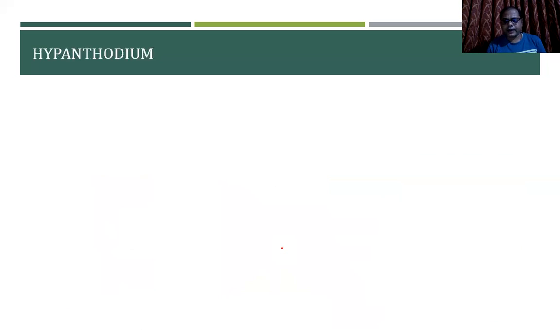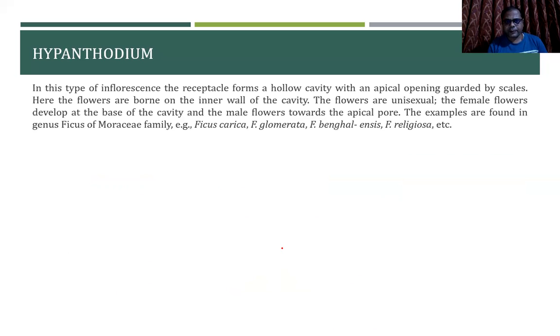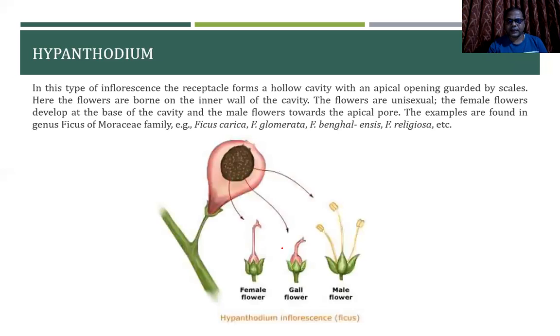Another special kind of inflorescence is the hypanthodium. In the case of hypanthodium, what happens is that we have a hollow cavity formation. This is a hollow cavity, and we have the male flowers towards the opening. We have the opening here. Now this opening is where the flies enter, and it is a characteristic feature of the Moraceae family.